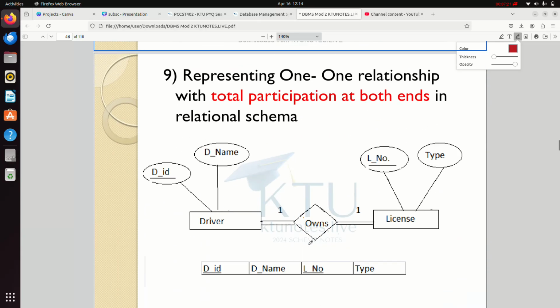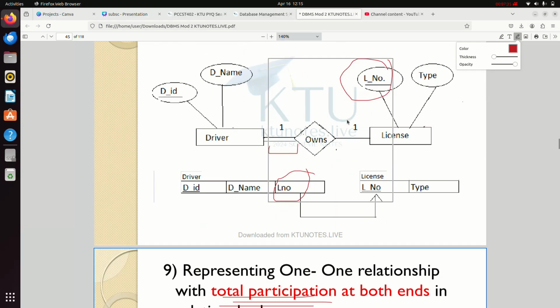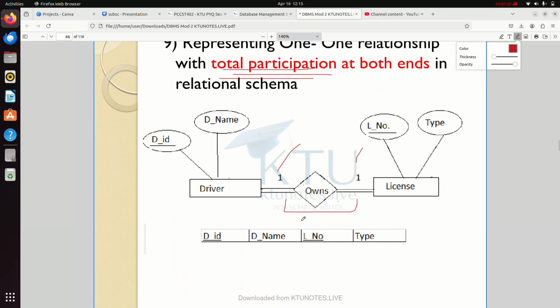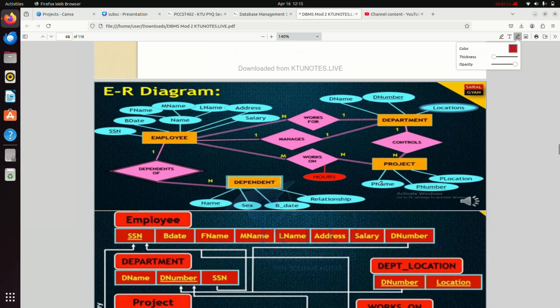Now for one to one relationship, if there is total participation at both the ends, then what are you going to do? This you have understood, this is like many to one, one to many with total participation. But here you have total participation at both the ends. That means it will be just a single relation which contains all of these attributes, a single relation with all of these attributes. This much we have understood.